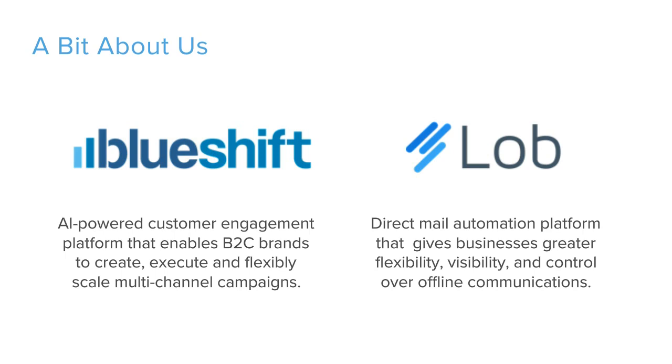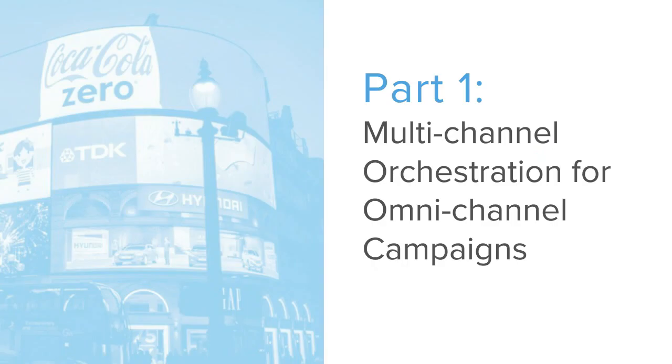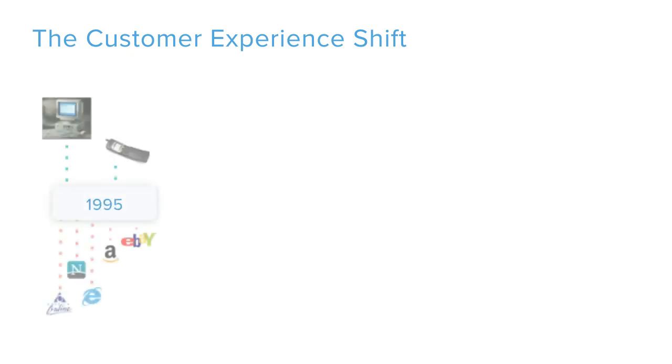So now we're going to talk about the first part of our webinar, which is how do you do multi-channel orchestration for omnichannel campaigns. And what I like to talk about here is how much everything has changed. If you go back to the mid-90s, most households essentially interacted with the internet using a household email address and a household computer. It was mostly AOL, maybe Netscape, is how we interacted with our brands and the internet at large.